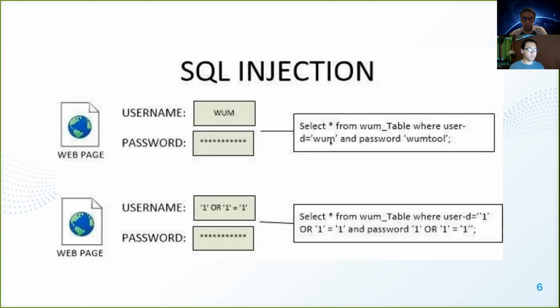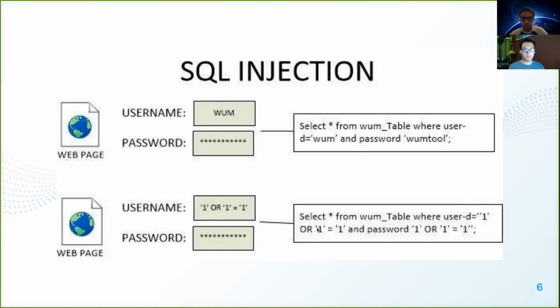But that shows that this is a dynamic SQL query. So someone could go ahead and put this bottom one where it says 1 or 1 equals 1. It might look like gibberish, but what that's really doing, if you look over here at the query, is saying that you're selecting everything from that table where the username is equal to 1 or 1 equals 1.